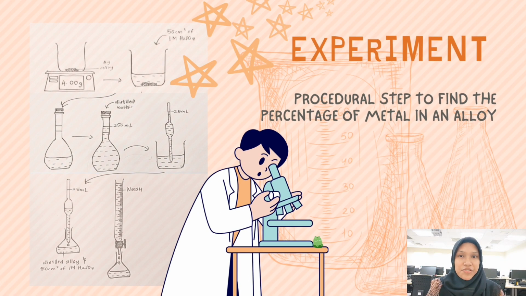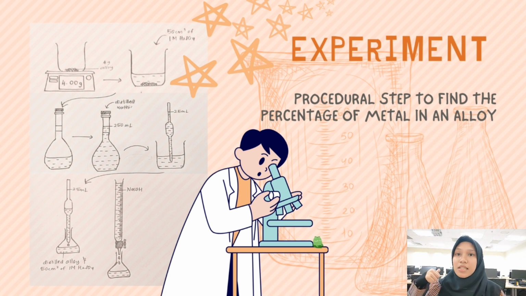Here are the procedural steps in back titration to find the percentage of metal in an alloy. First, weigh out about 4 grams of alloy mixture and record the mass. Second, dissolve the alloy mixture in 50 ml of 1 molar H2SO4. Number 3, transfer the mixture into a volumetric flask and dilute it with distilled water up to 250 ml. Number 4, shake the volumetric flask upside down to ensure a homogeneous mixture. Number 5, pipette 25 ml of the mixture or liquid into a conical flask.